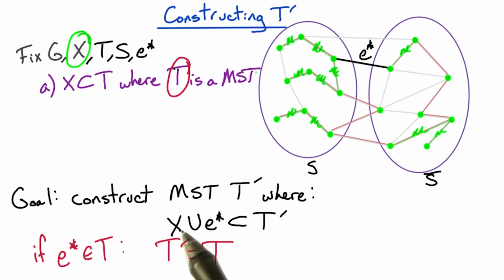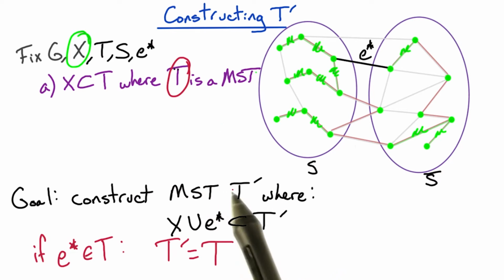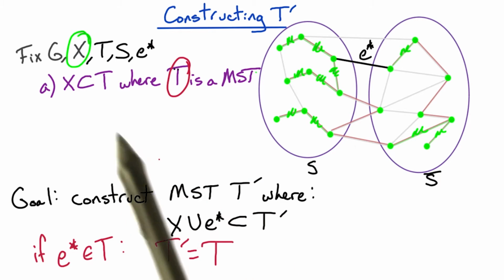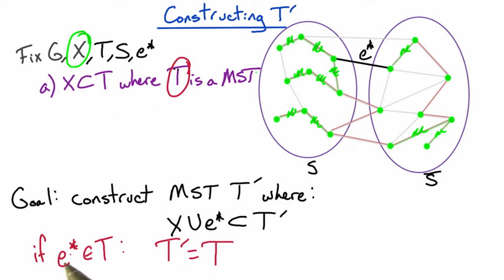What's our goal? Well, our goal is to show a tree T prime, which is an MST. Well, T is an MST. So if we set T prime to be T, then we have that T prime is an MST. And we know that X is part of this T, or T prime, and also E star is part of it. So we have that X union E star is part of T prime. So there's nothing to prove in this case.